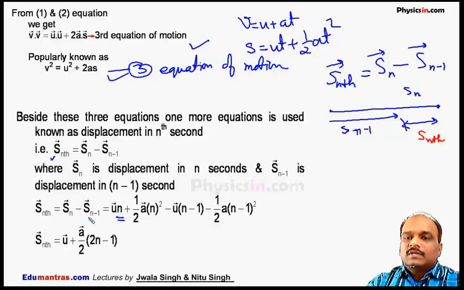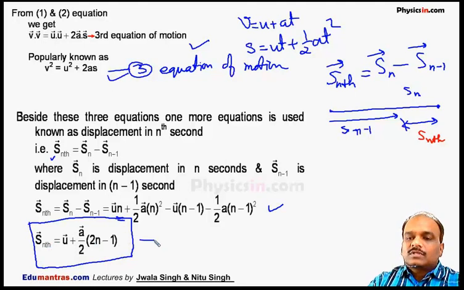In the same way, if I substitute n minus 1 in place of t, then I get u into n minus 1 minus 1 by 2 a into n minus 1 square. Solving this, we get the displacement in nth second is u plus a by 2 into 2n minus 1. This equation is true only when a is constant. Otherwise this is not true.